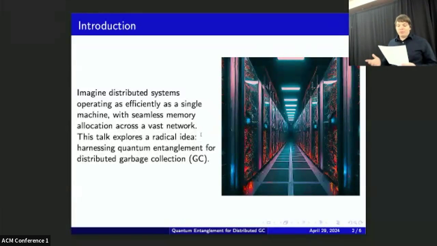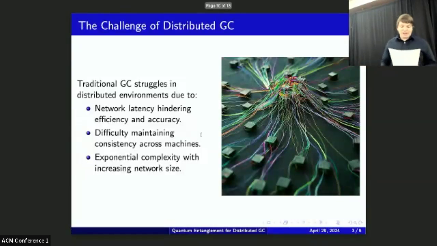Imagine a future where networks of computers operate with the efficiency and coherence of a single machine. Imagine memory being seamlessly allocated and deallocated across this network, without the need for complex coordination or the risk of memory leaks. This vision motivates our exploration of a radical concept, harnessing the power of quantum entanglement for distributed garbage collection. Garbage collection, the process of reclaiming unused memory, is essential for efficient computing.